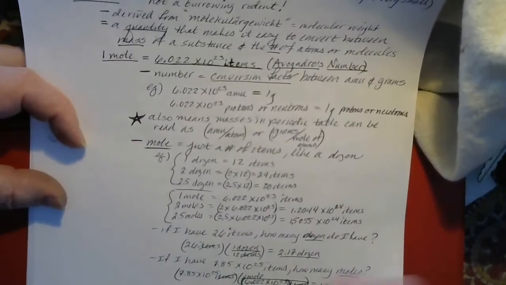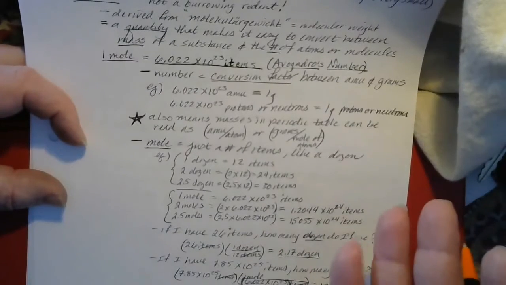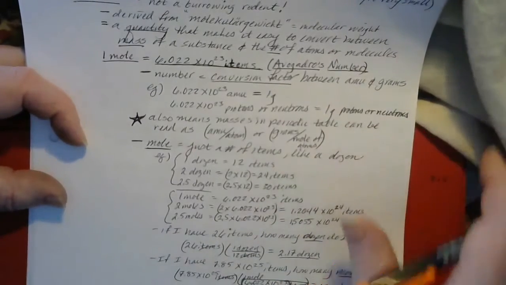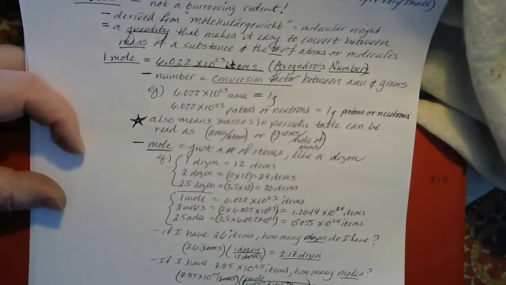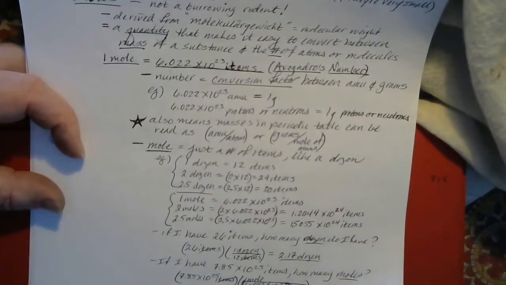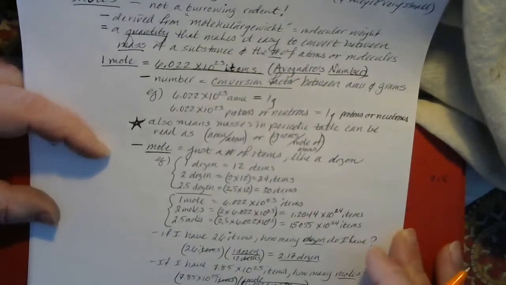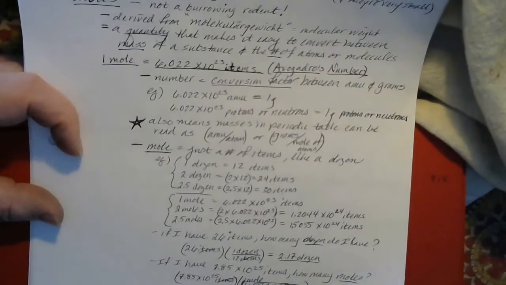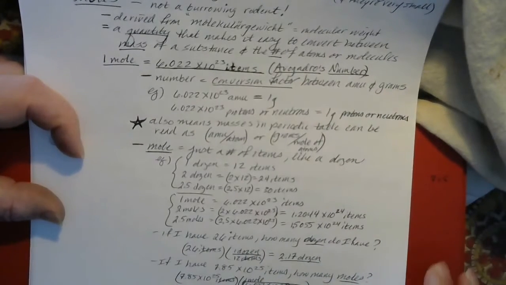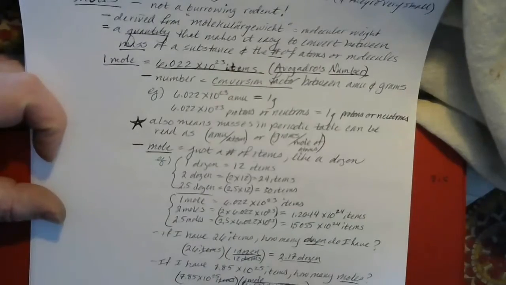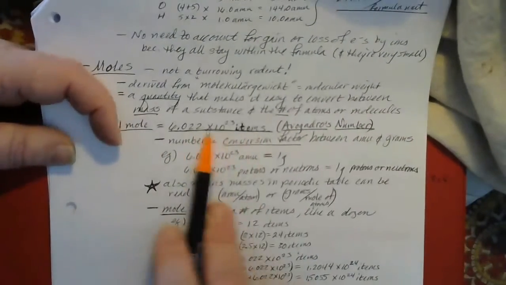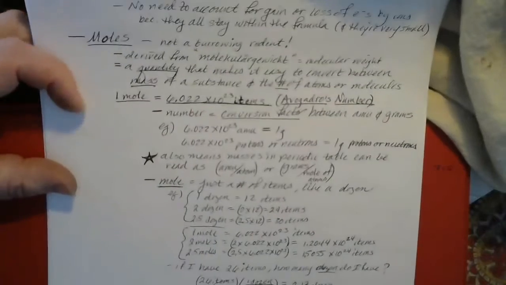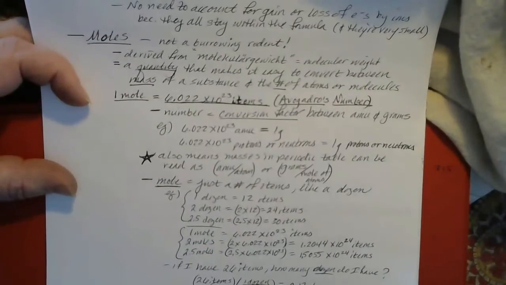Like if you have 18 items and you want to know how many dozens you have, you would divide by the number of items in a dozen. You'd say 18 divided by 12, that's 1.5. So you have 1.5 dozens. Same idea with moles. If you had 18 donuts and you wanted to know how many moles of donuts you have, you would just take that number and divide by Avogadro's number instead. And it would end up being a really small number of moles of donuts.